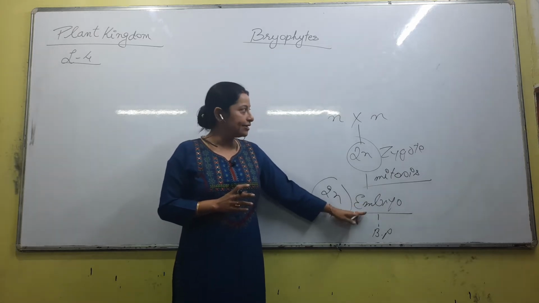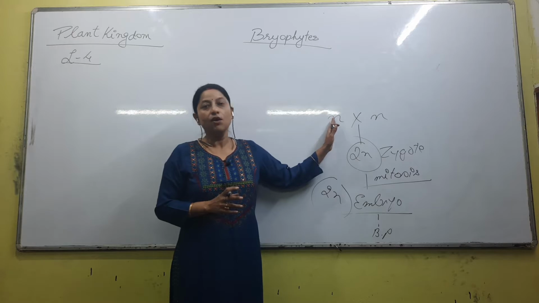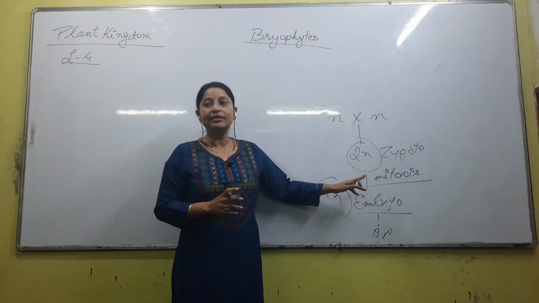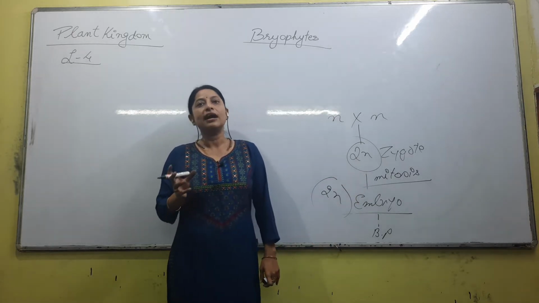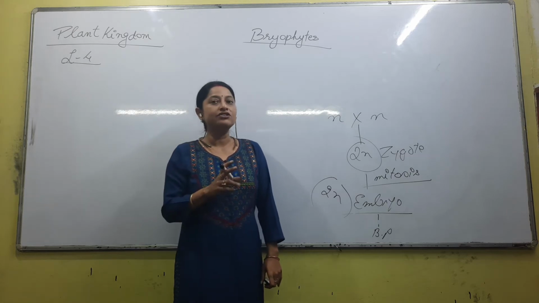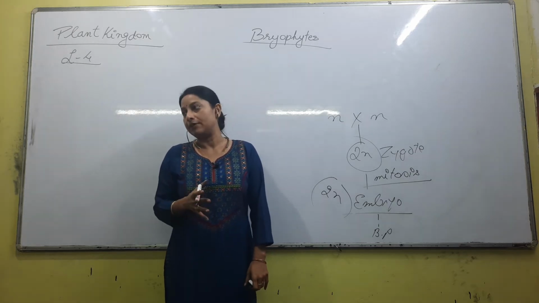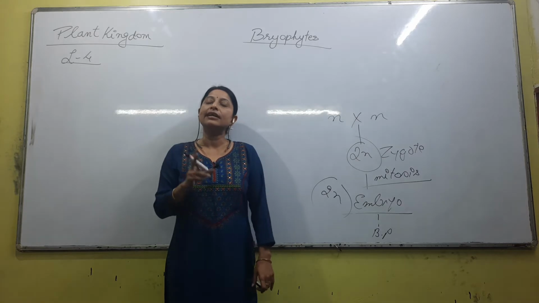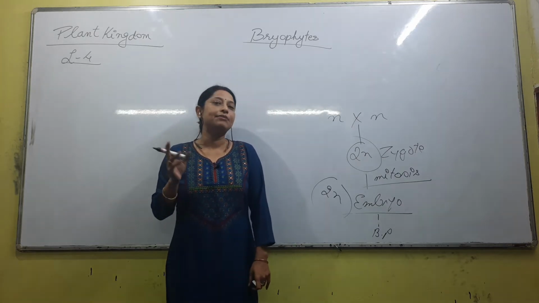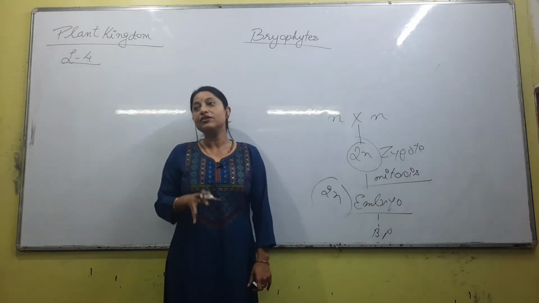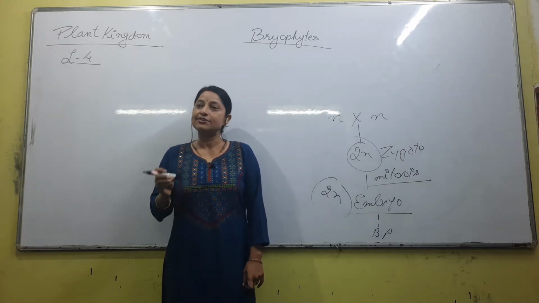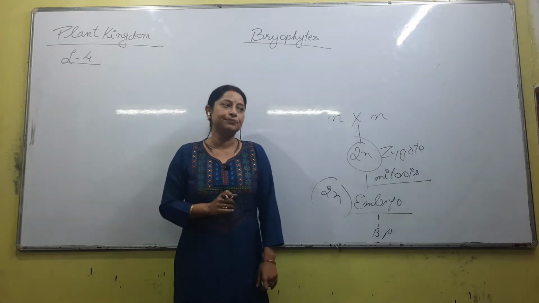Is the point clear? Right? What is embryo? A product of sexual reproduction. Who forms embryo? It is the zygote that forms the embryo. Zygote undergoes dash to form embryo, zygote undergoes mitosis to form embryo, right? If the zygote undergoes mitosis, only then the embryo would be formed. Now, can you give me the answer why in case of algae we do not see the embryo?